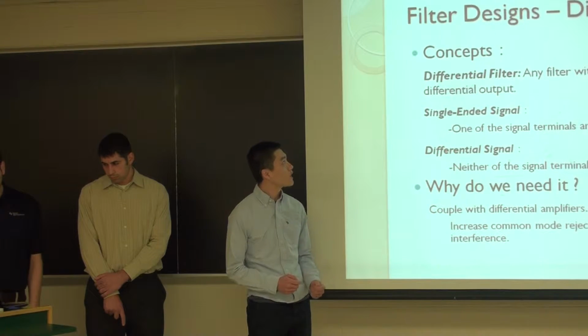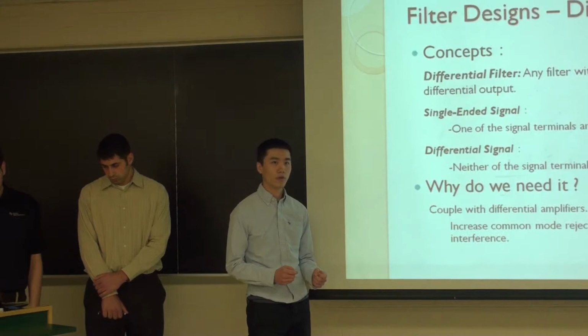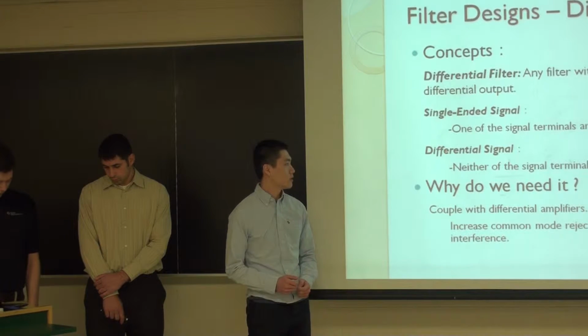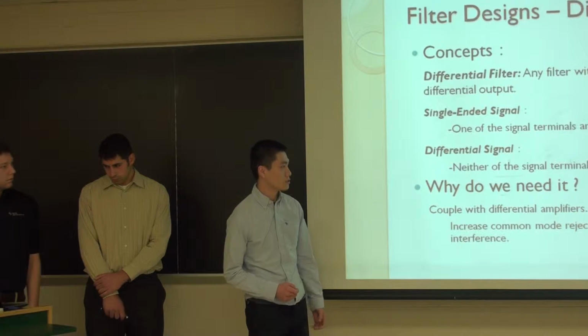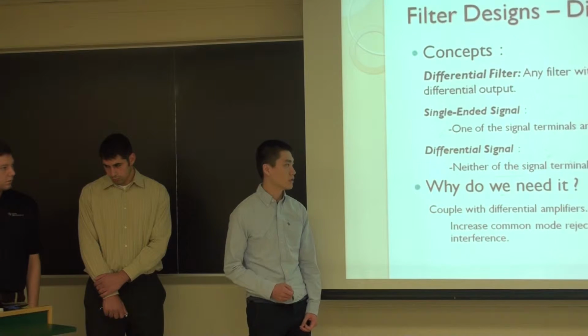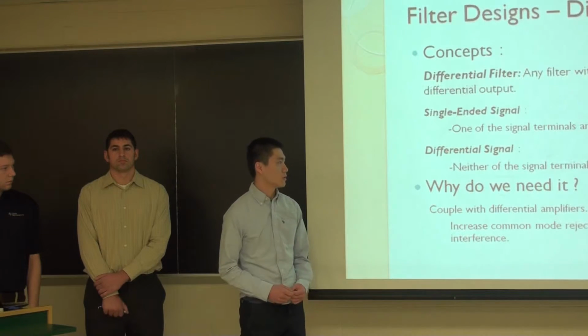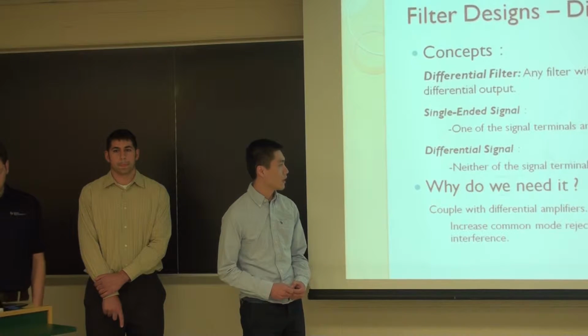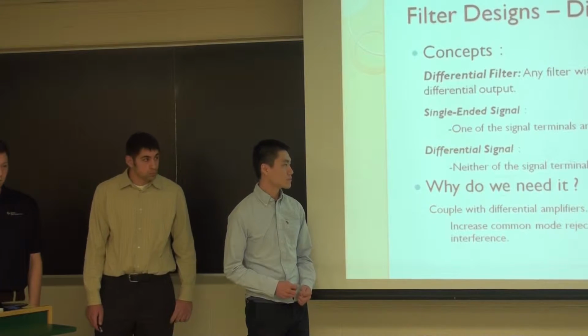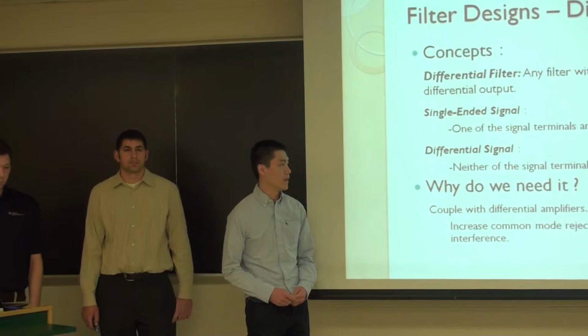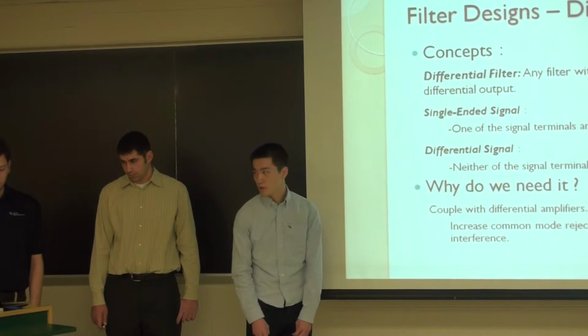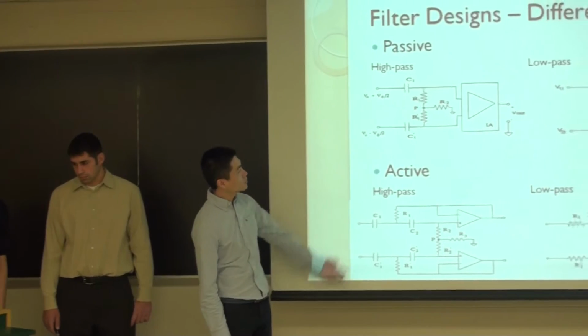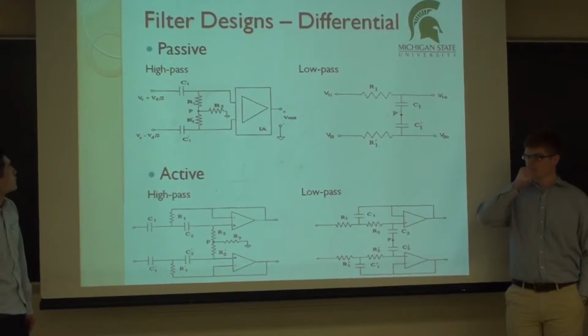If we use normal types of filters before the differential amplifier, that will lead to a reduction of the common mode rejection ratio and thus introduce more noise and interference. So the purpose of using differential filters is to increase the common mode rejection ratio and then reduce the noise and interference. So here are some examples of differential filters.